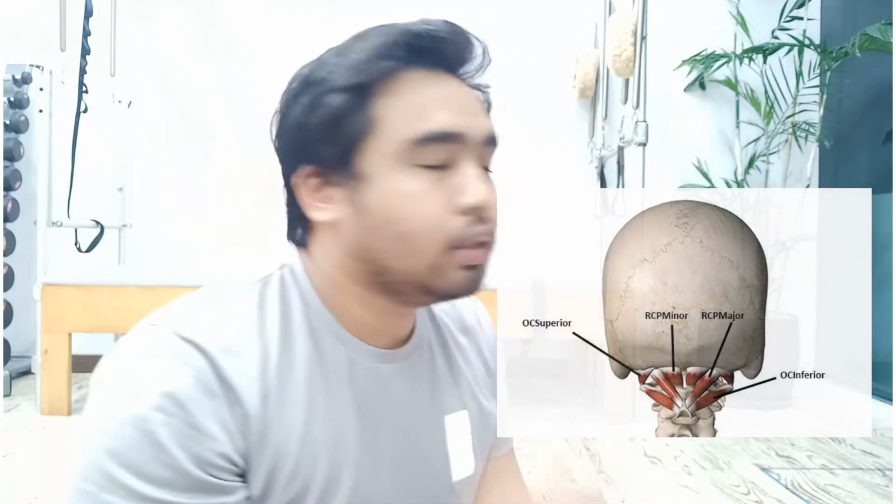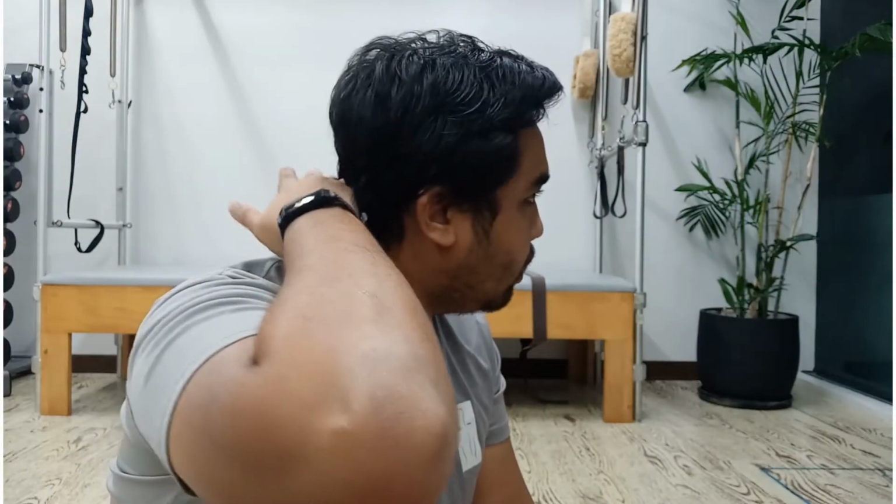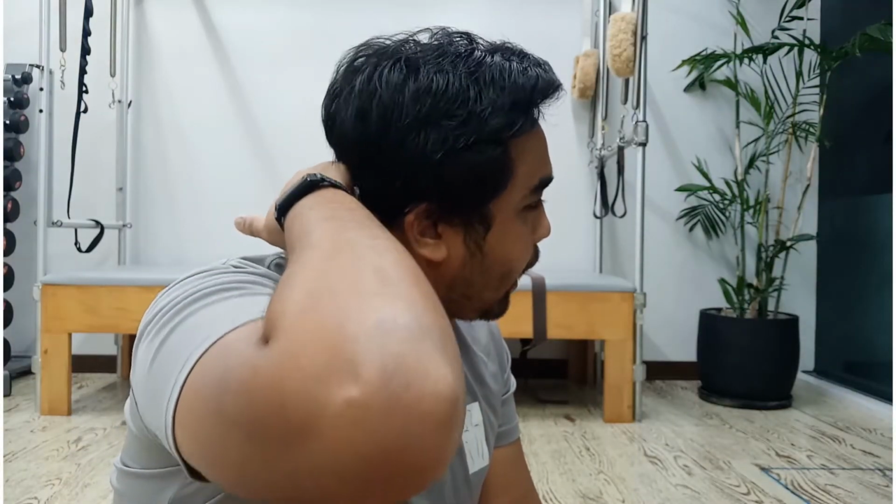Oftentimes, especially for those of you who are working at home or in the office, in front of your computer and laptop, sitting like this, this area, the back of your neck, tends to be tight or stiff. So the joints and the surrounding muscles and soft tissue structures around here at the back part of your neck underneath your skull become stiff and tight.